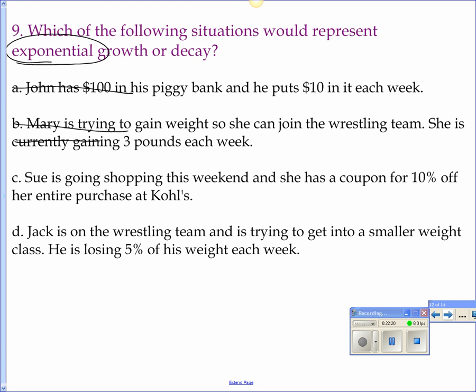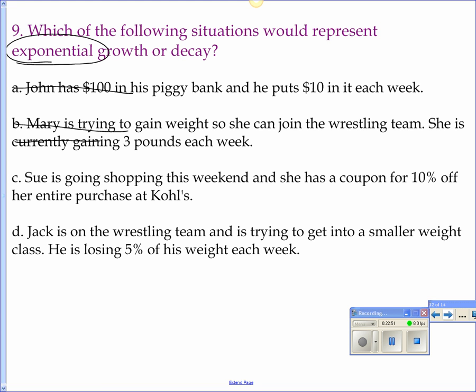All right. The last two you got to pay attention to. C says Sue is going shopping this weekend and she has a coupon for 10% off her entire purchase at Kohl's. The 10% is her what? Her coupon. How many times is she going to be able to use that coupon? Once. So is it going to be growth or decay? Is it going to be increasing or decreasing? No.